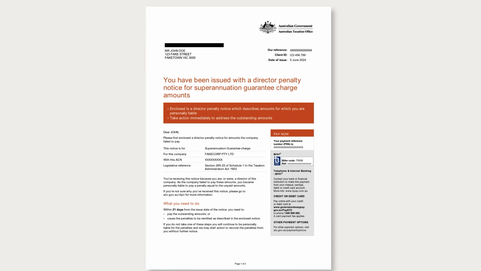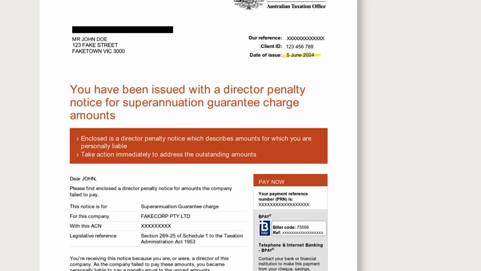Next, check the date of issue. Once you receive a DPN, you have 21 days to take action to avoid the ATO taking steps against you personally. It is important to note though that these 21 days start from when the ATO posts the DPN, not the day you receive it.